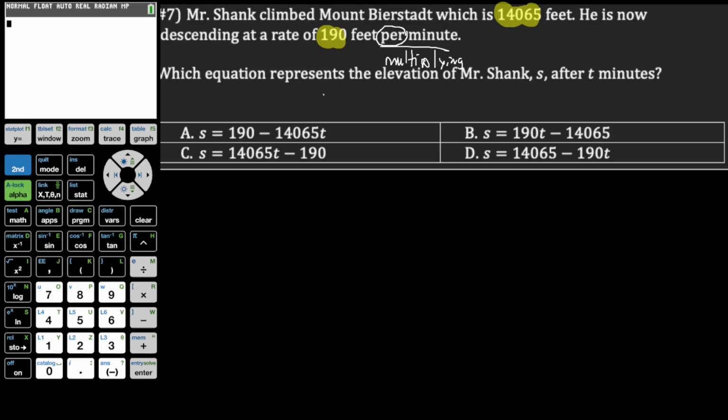And then it says, which equation represents the elevation of Mr. Shane? So this is going to be our dependent variable. That makes sense because if we look at all of our options, the S is on the left side, and this is going to be our independent.